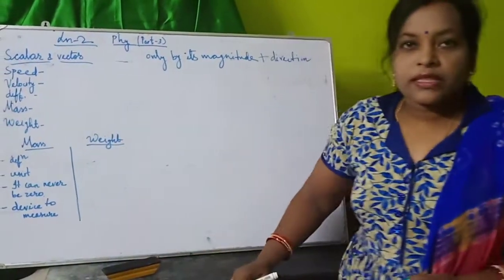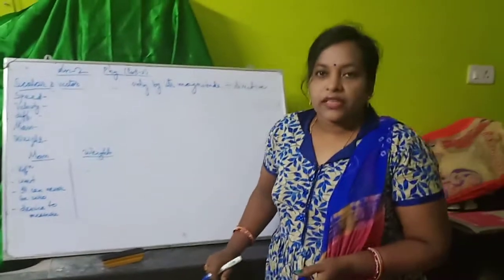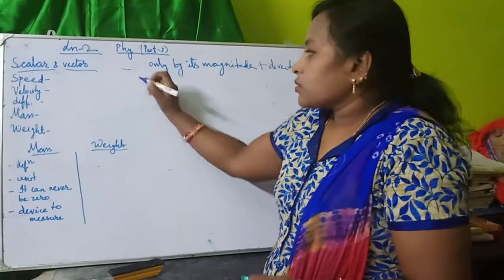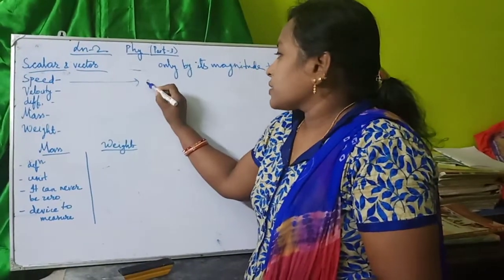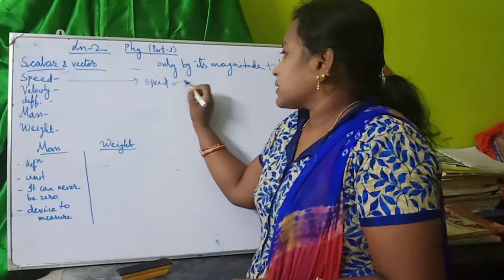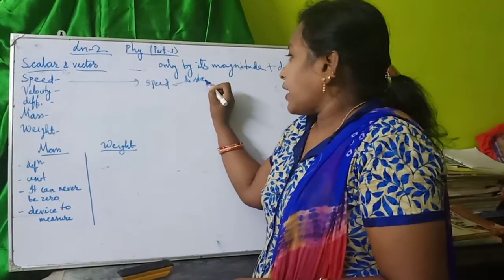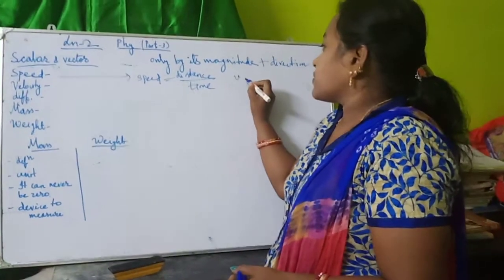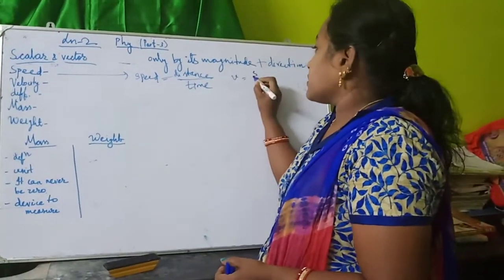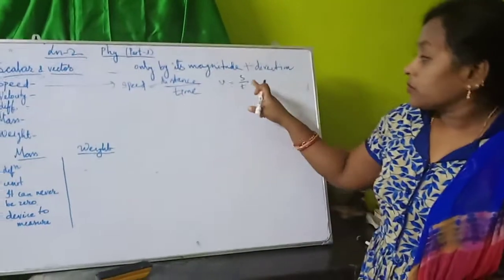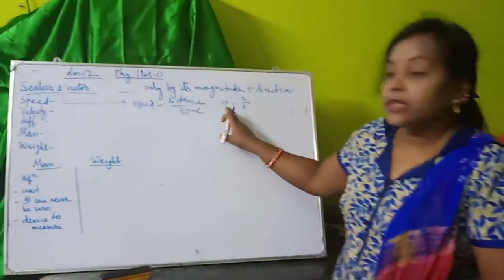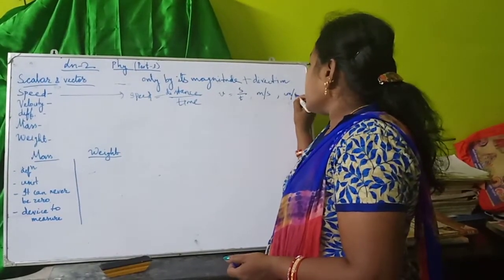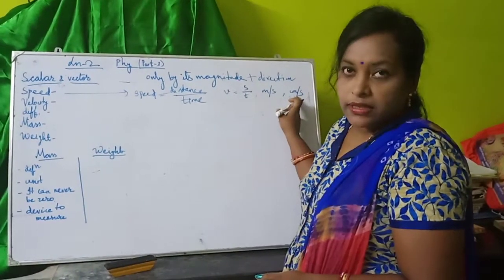Next comes speed. Speed is defined as the rate of change of distance, or distance covered per unit time. So speed has the formula: speed is equal to distance by time. If speed is denoted as V, then V is equal to S by T. According to this formula, speed has the unit meter per second or centimeter per second. This is the SI unit, this is the CGS unit.